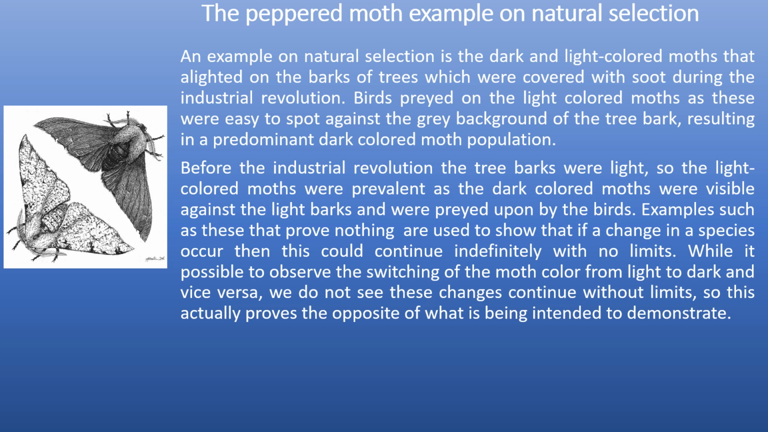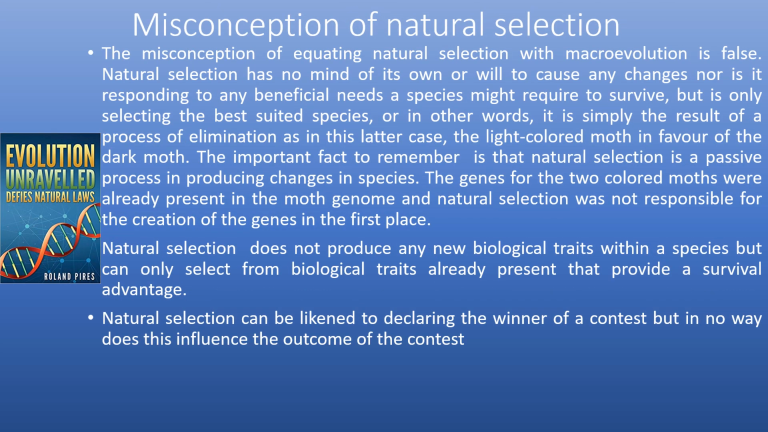Examples such as these that prove nothing are used to show that if a change in a species occurs, then this could continue indefinitely with no limits. While it is possible to observe the switching of the moth color from light to dark and vice versa, we do not see these changes continue without limits, so that actually this proves the opposite of what is being intended to demonstrate. The misconception of equating natural selection with macroevolution is false.